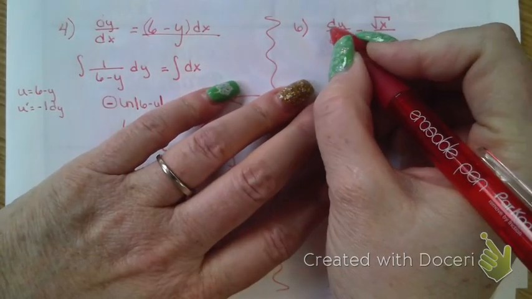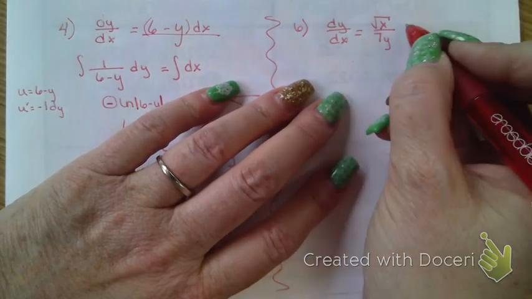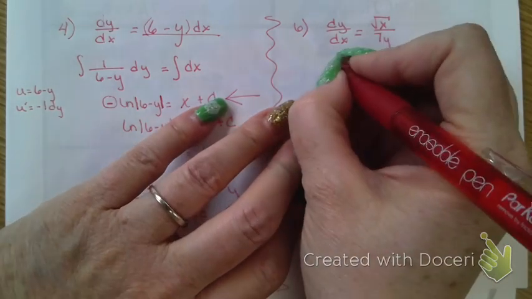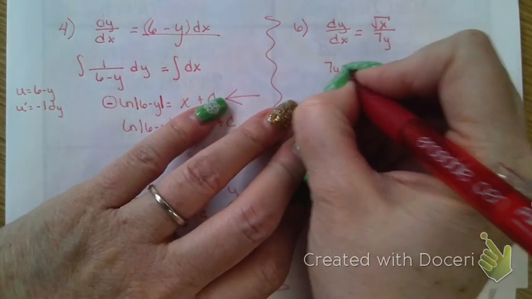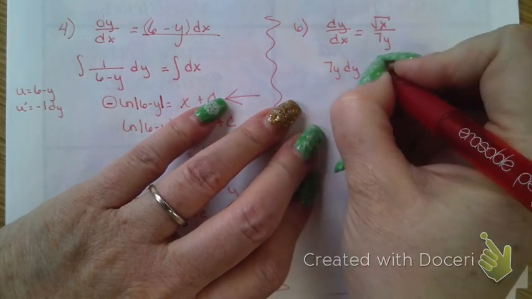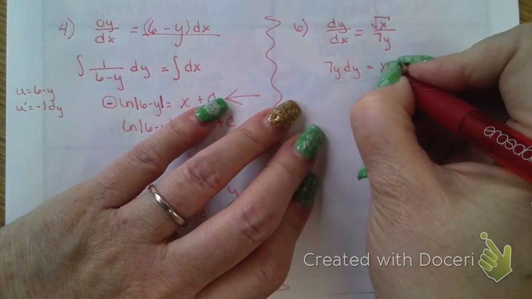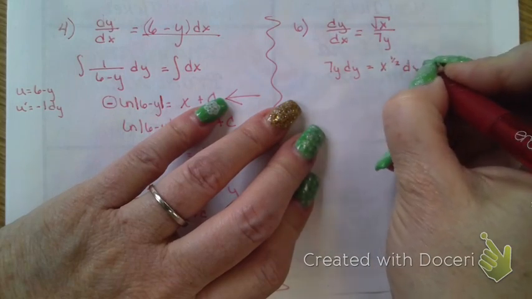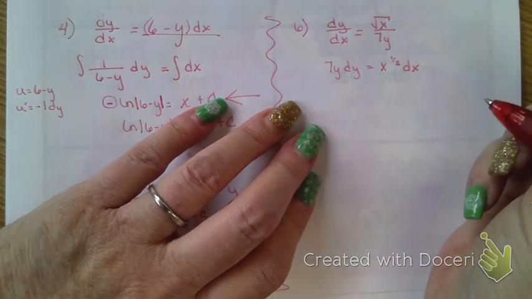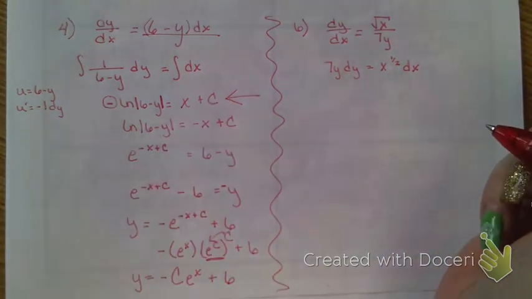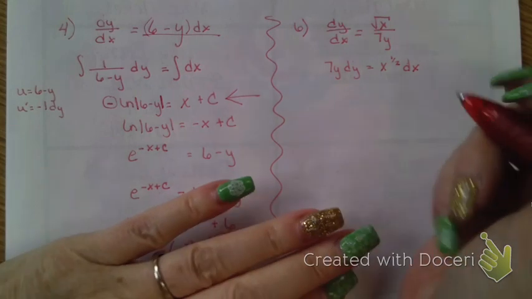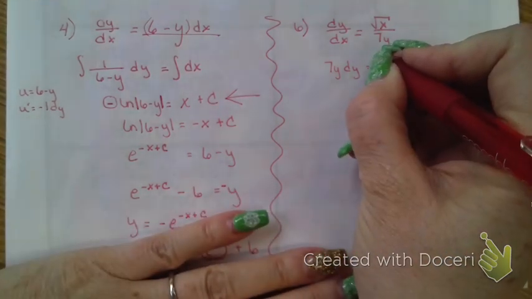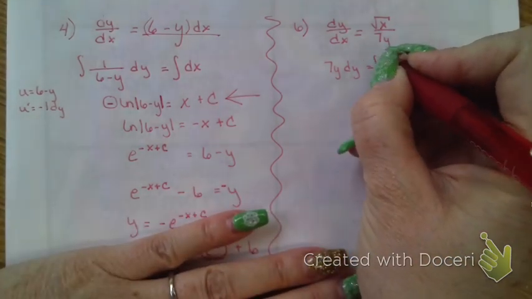So I'm going to multiply the left by 7y and the right by dx. So I have 7y dy equals, I'm going to do x to the 1/2. Why did I change it to x to the 1/2? Because it's easier to deal with exponents. Right. So now I'm going to do what with both sides? Integrate it.